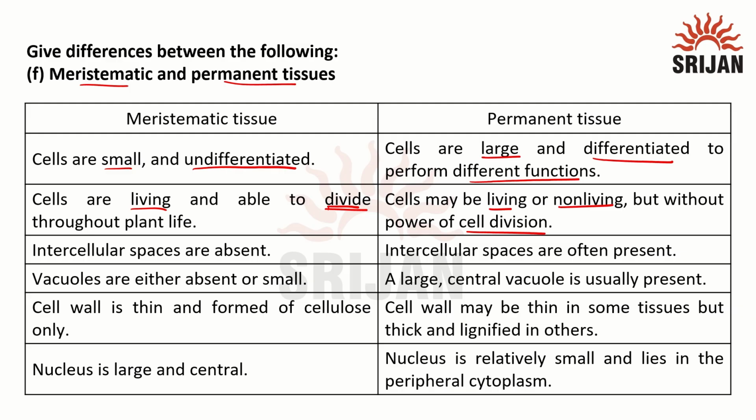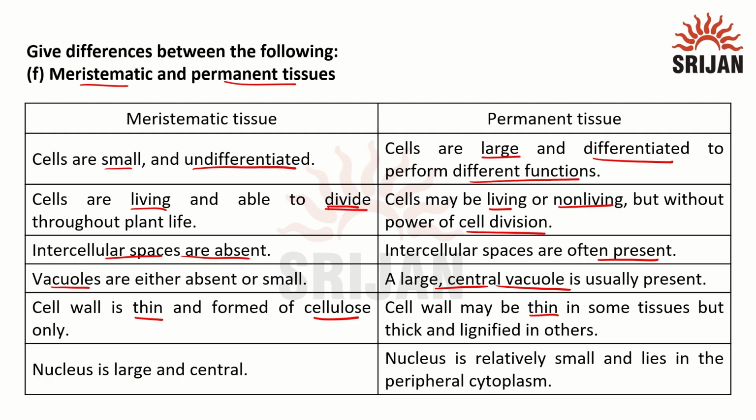Meristematic tissue is very compact with small structure, so you will not see any intercellular space. In permanent tissue, there will often be intercellular space seen. Meristematic tissues may or may not have vacuoles, whereas permanent tissue has a large central vacuole. The cell wall in meristematic tissue is thin and made up of cellulose only, the primary cell wall. In permanent tissue, the cell wall may be thick or thin depending on which type of permanent tissue we are talking about. It can have depositions of suberin, lignin, pectin, and so on.